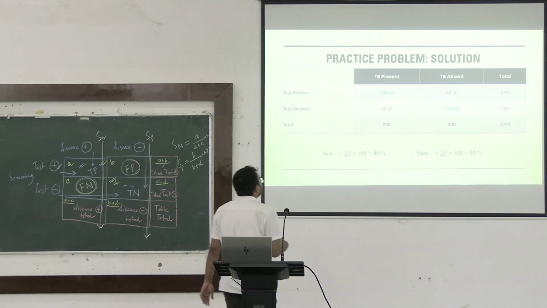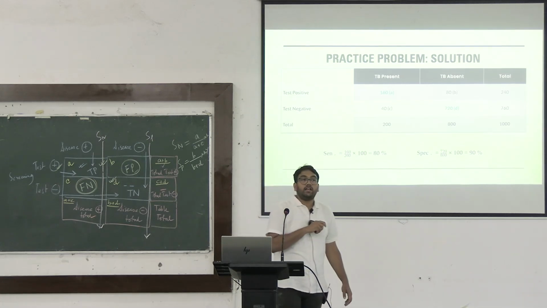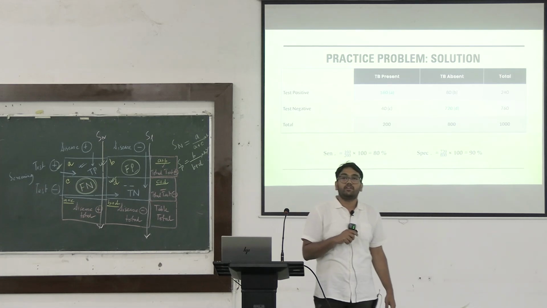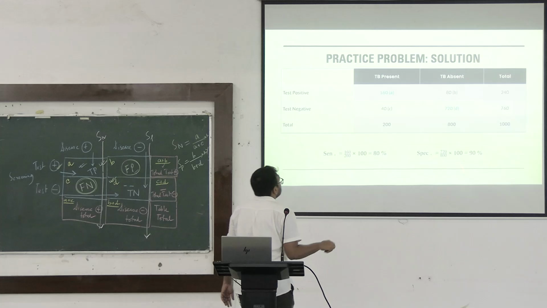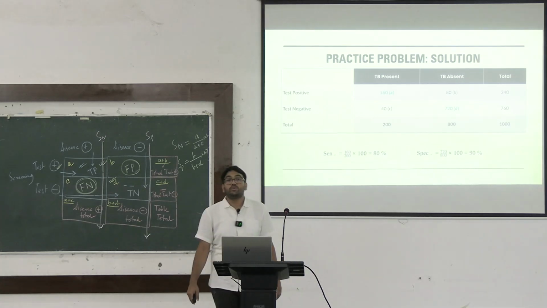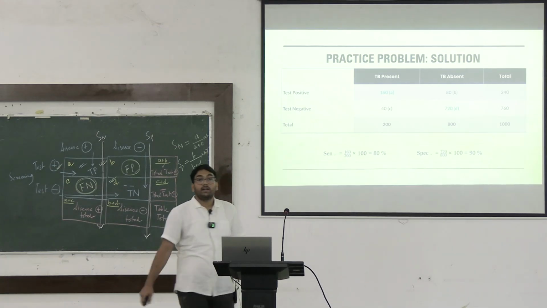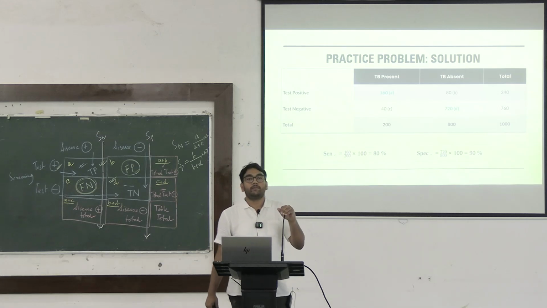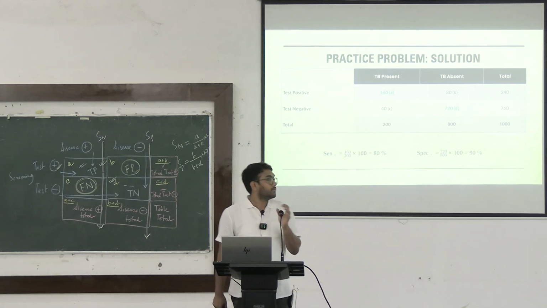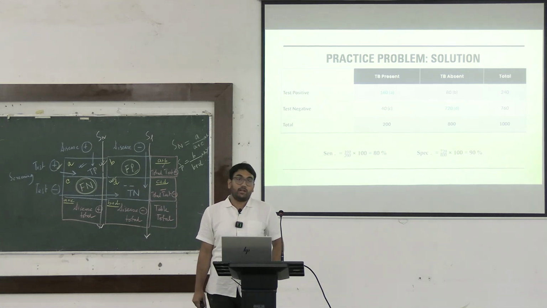So then automatically sensitivity is true positive by disease positive, A by A plus C, coming as 80%. And specificity is true negative by disease negative. So that is again coming as 90%. So how good is this test as a screening test? It is okay. It is not very good.